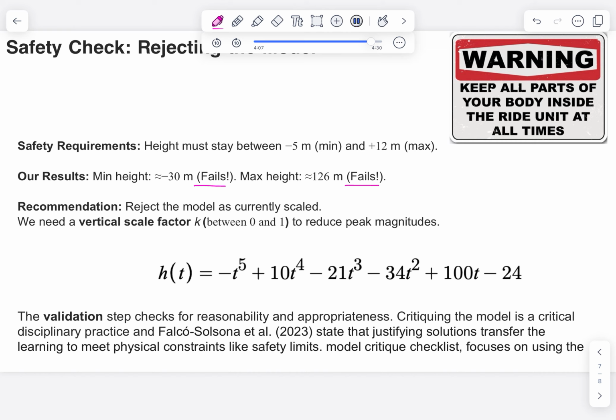To fix it, we would need to adjust the function, like by applying a vertical scale factor between 0 and 1 to compress those peaks and valleys. This will tie back to your knowledge of function transformations.